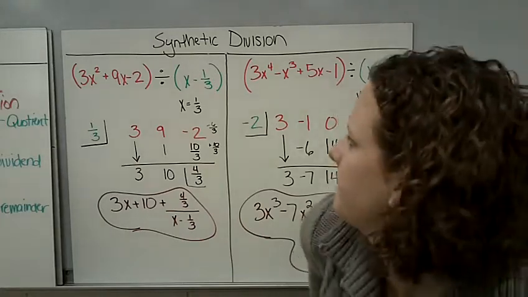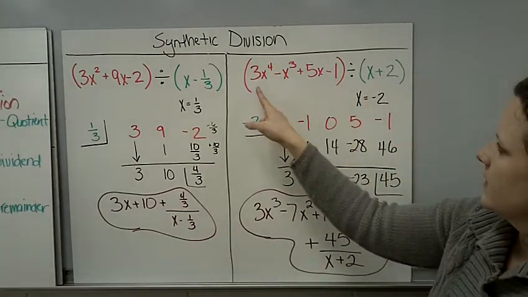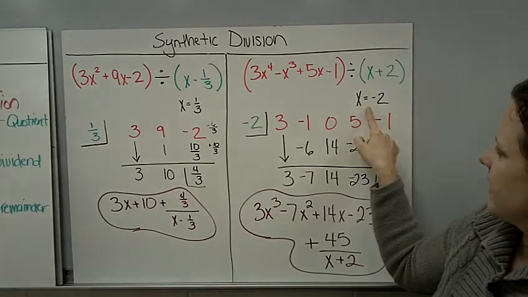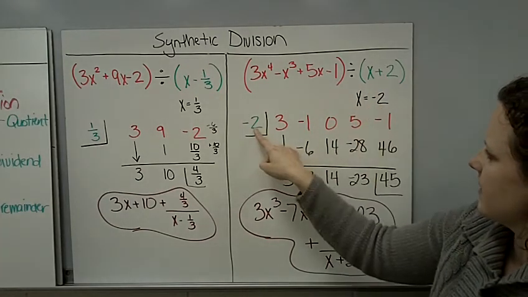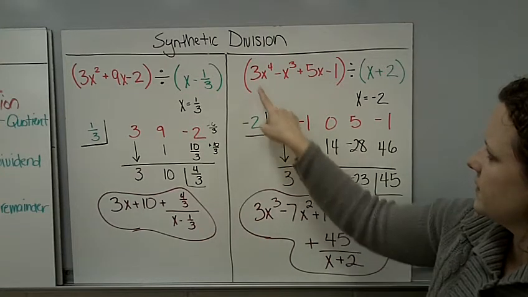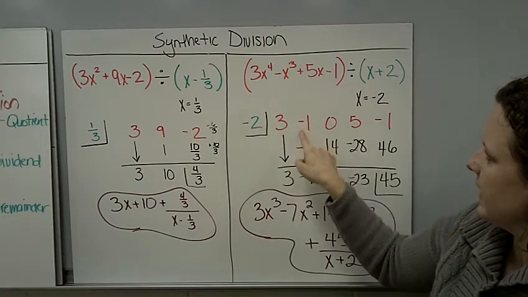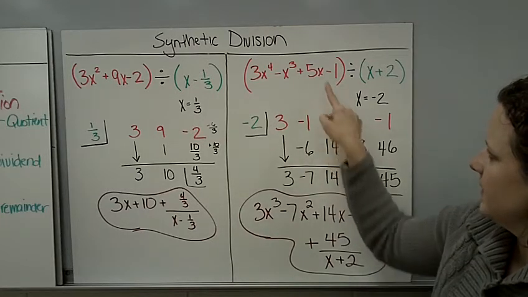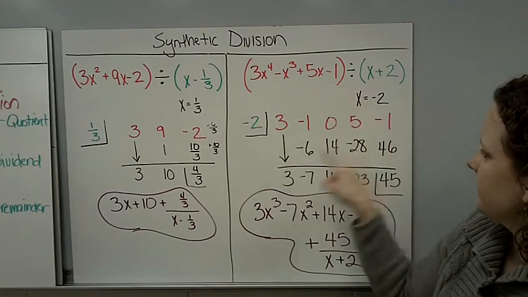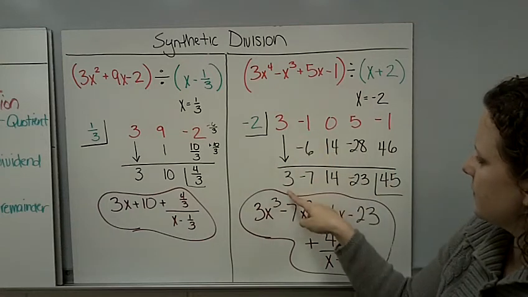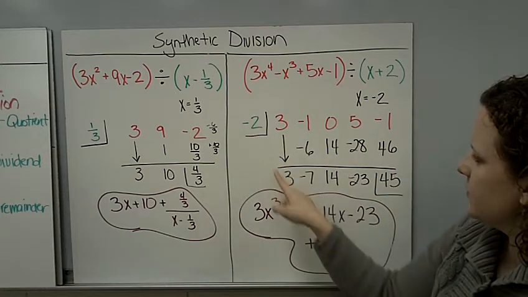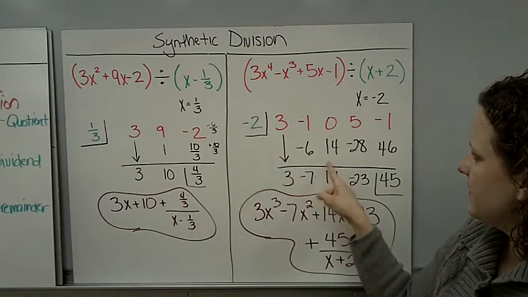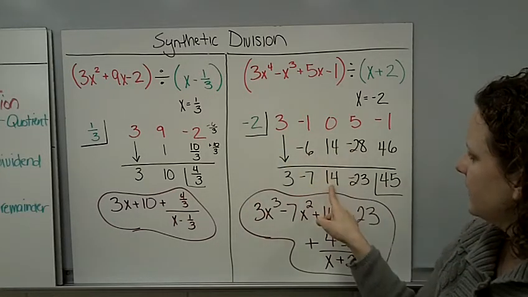Try one more. Polynomial divided by a polynomial, take this and solve for x, and that -2 goes right there. Write your coefficients down, 3, -1, I don't have an x squared, so I need a placeholder, 5 and -1. Draw a line, drop your first coefficient down. -2 times 3, -6, add. -2 times -7 is 14, add.